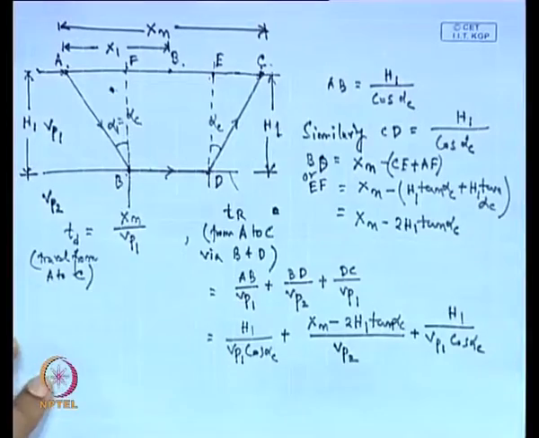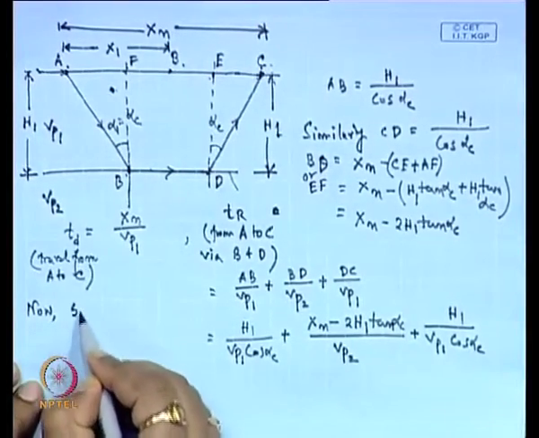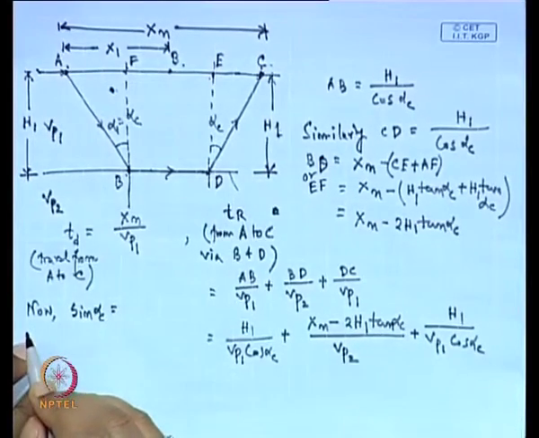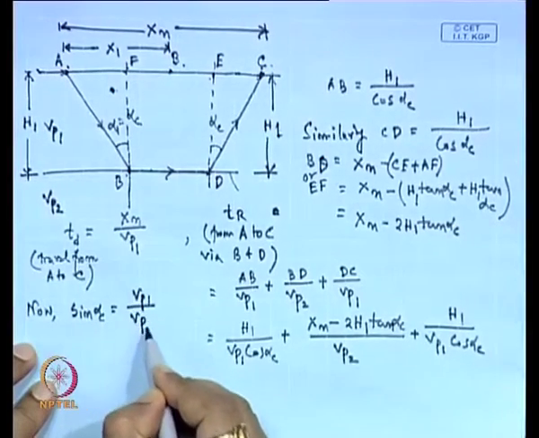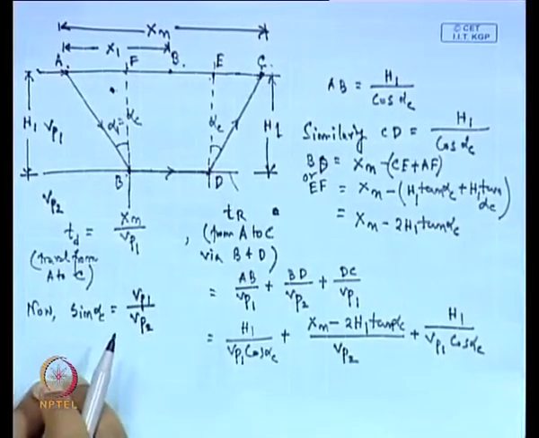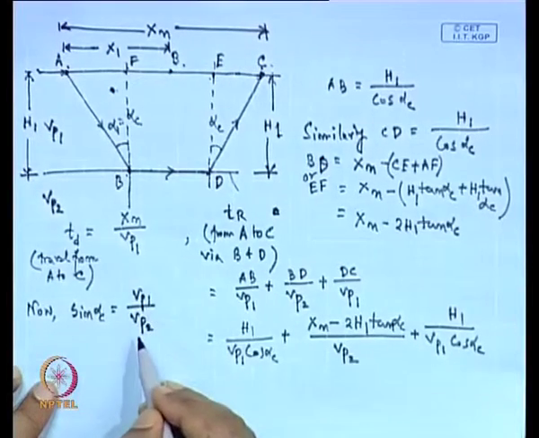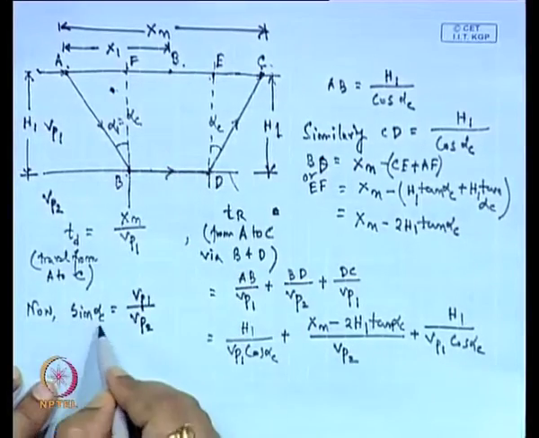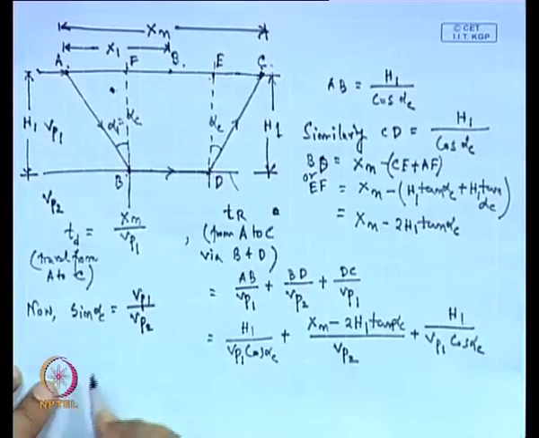So, now again we know that sin alpha c is equal to V p 1 by V p 2, as previously I have derived that sin alpha 1 is V p 1 by V p 2. So, alpha 1 is equal to alpha c. So, sin alpha c is equal to V p 1 by V p 2.